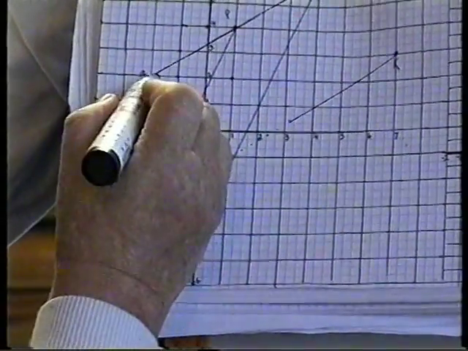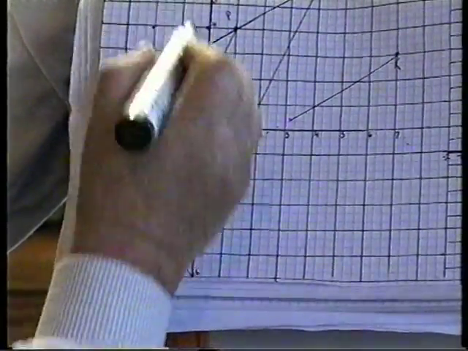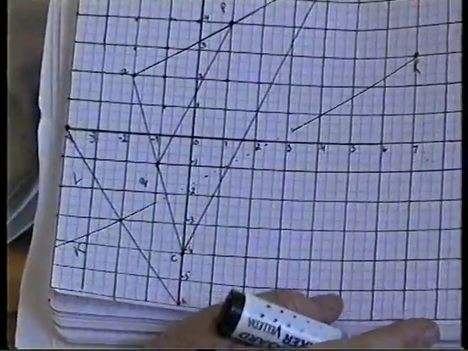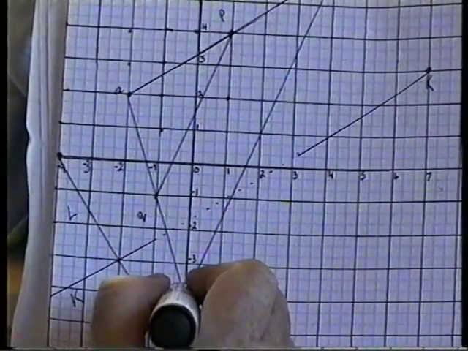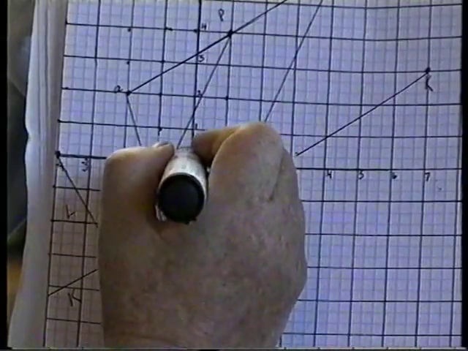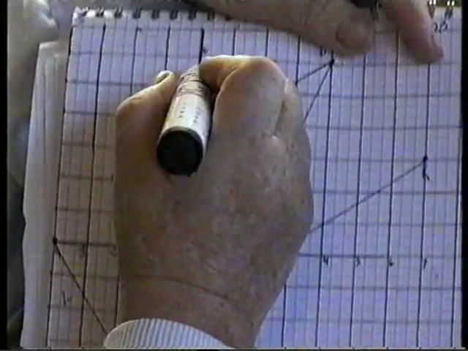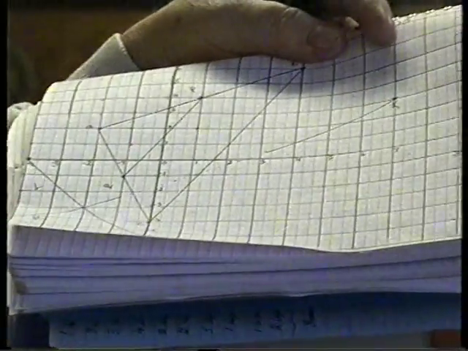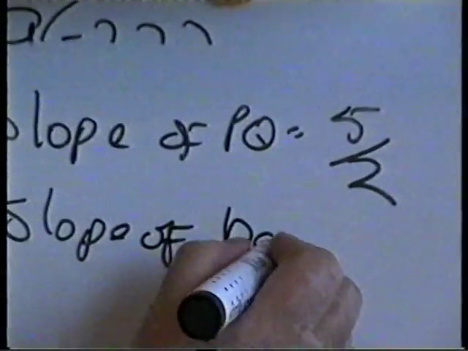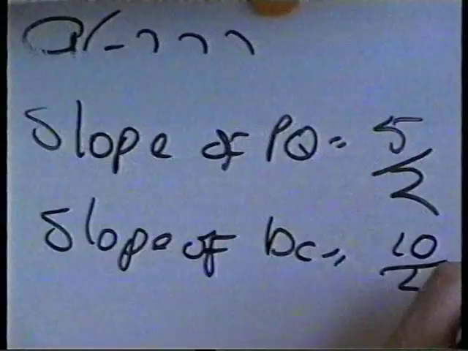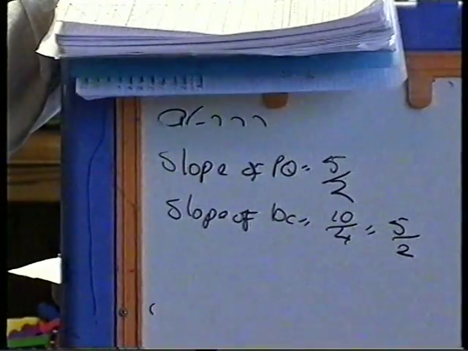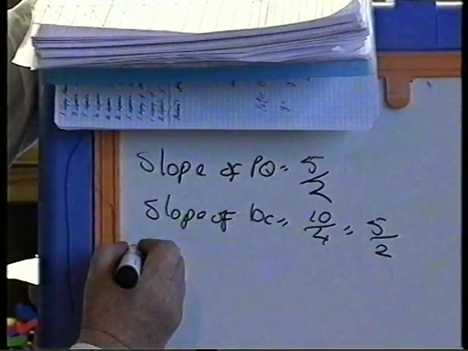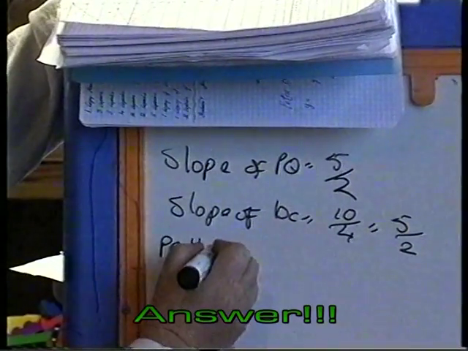Now for BC, sorry, we have to get the slope of BC. From B to C, you're going up 1, 2, 3, 4, 5, 6, 7, 8, 9, 10, and you're going across 1, 2, 3, 4. So the slope of BC is 10 over 4, which is the same as 5 over 2. If you're going 10 for every 4, you're going 5 for every 2. 2 will cancel into 10 and 2 will cancel into 4. So PQ is parallel to BC.